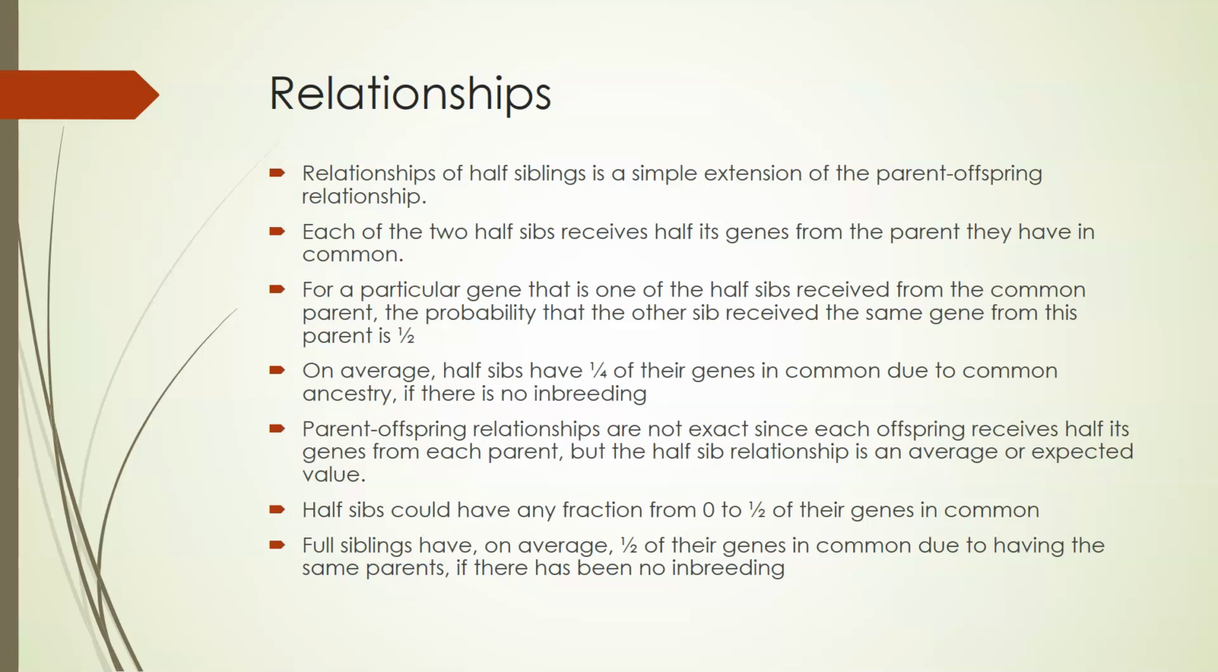Well, you have to realize that half sibs do possibly have a fraction of genes that are similar, but there still is that possibility that their genes are anywhere from 0 to 50% the same. So you have to keep that in mind whenever you're talking about half siblings or even full siblings. There still is that probability that, just on average, maybe half are going to be similar.